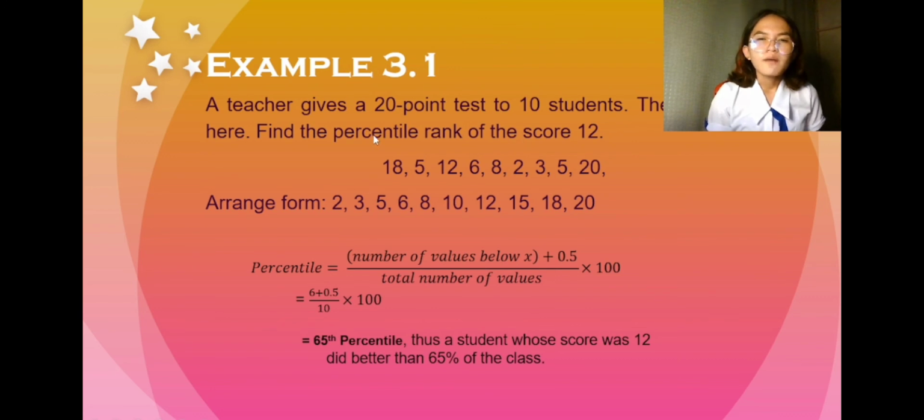So the percentile rank of score 12, class. So 12 is here. And for the number of values below x, we divide by 2, which will come up to 6, and add 0.5, then divide it by 10 times 100. So our percentile rank of the score 12 is the 65th percentile. Thus a student who scored 12 did better than 65% of the class.